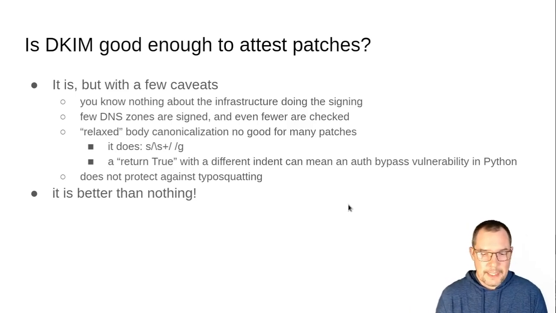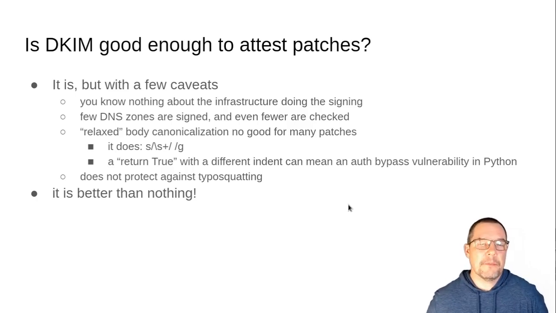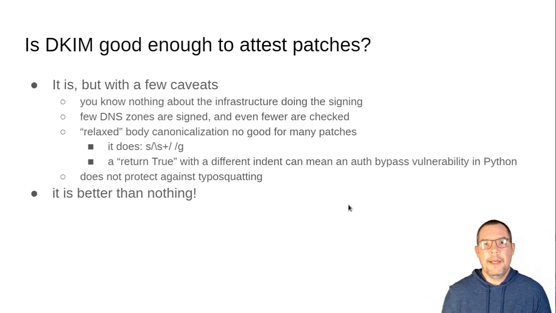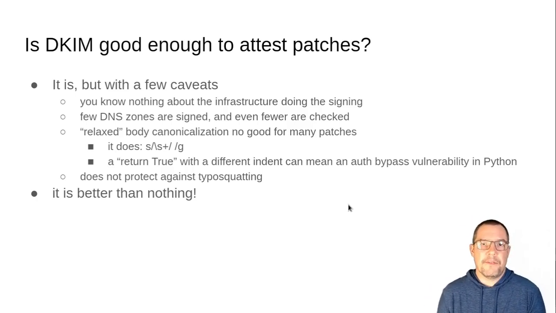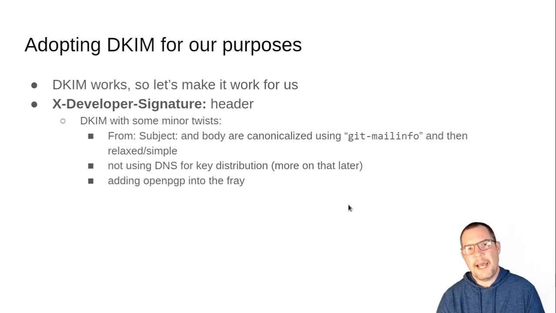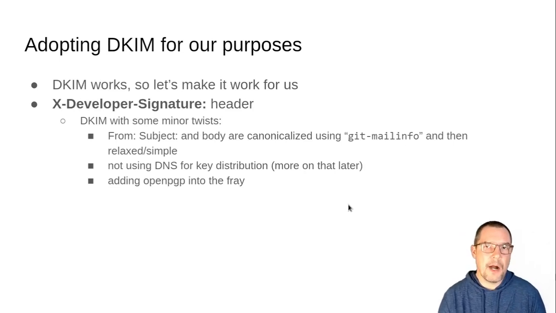So we can't really rely on DKIM, at least when it's using the relaxed standard for canonicalization, to really attest patches, because it doesn't quite do it for us. It's better than nothing. If you look at the tools that I provide, for example, it will use DKIM verification all the time, regardless of whether it's simple or relaxed canonicalization, because it's better than nothing at all. So I suggest that we adopt DKIM for our purposes.